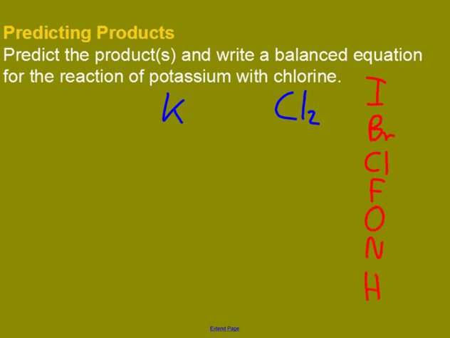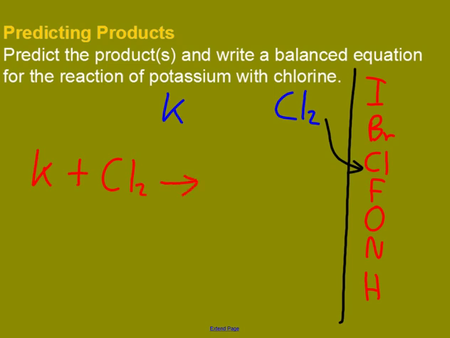And remember, these 7 are the ones that are always going to be diatomic no matter what. And chlorine is on that list. So I've got to remember that. Alright, so I look through this. Potassium's going to react with chlorine gas. And I see 2 elements each reacting with each other, which leads me to believe this is probably synthesis.